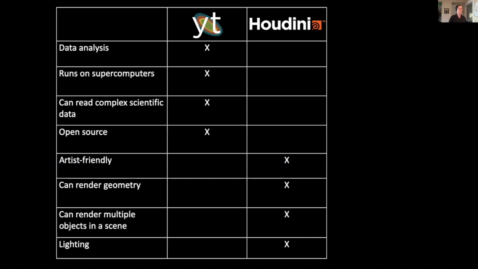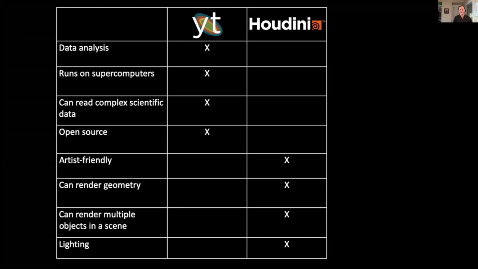Okay, so summarizing that, we've got some pros for both of these systems. For YT, it's really great for data analysis, for efficient running on supercomputers. It's great with scientific data. It's also open source. And then Houdini, of course, is really made for artists. So it's very artist friendly.